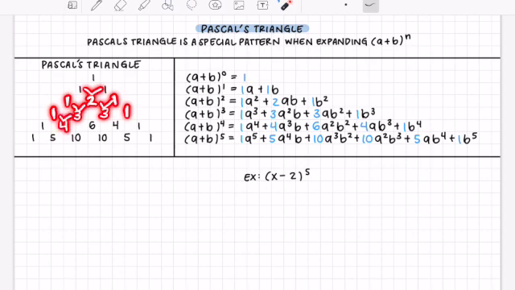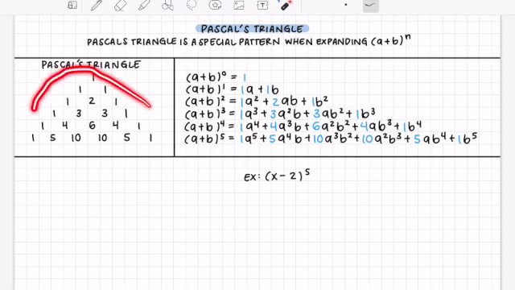1 plus 3 equals 4. 3 plus 3 equals 6. 3 plus 1 equals 4. And again, 1's are on the outside of this. So I just went to the 5th row so far. And right here, 4 plus 6 equals 10. 6 plus 4 equals 10. 4 plus 1 equals 5, and 1 is on the outside.